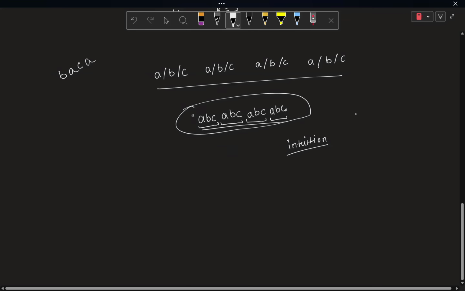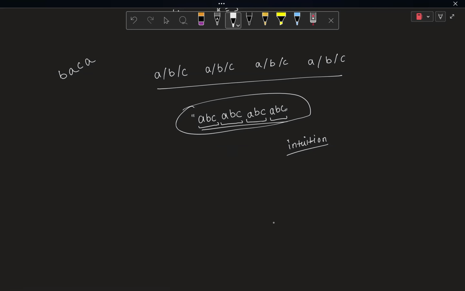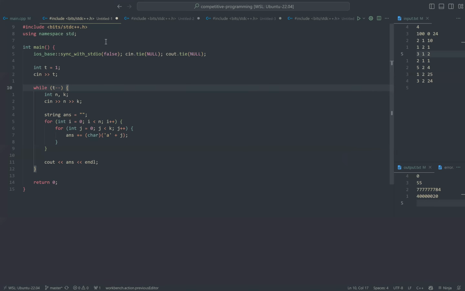Or is there anybody having any doubt regarding this problem or regarding the intuition of this problem? We are discussing C or A? We are discussing A problem right now. Okay, so let us see the code for the problem.